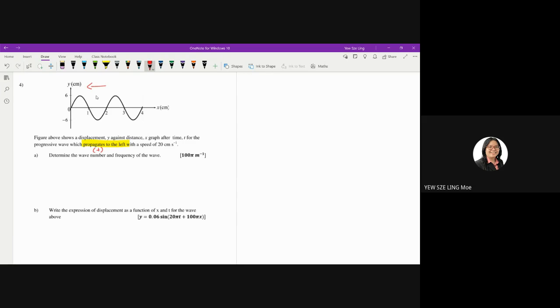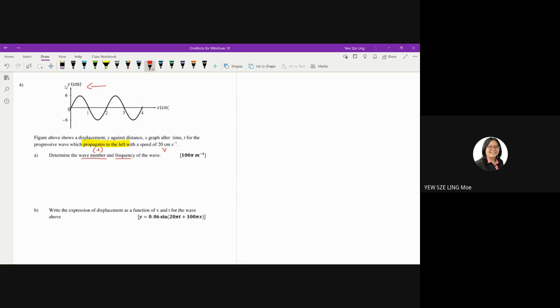Now, it will be better if you show the directions in the graph that you sketch, or the graph given. Sometimes they will come with the directions, so you look at the arrow, which will tell you the direction of propagation. In this case, your wave propagates to the left with a speed v equals 20 cm per second. Determine the wave number k and the frequency f of the wave.